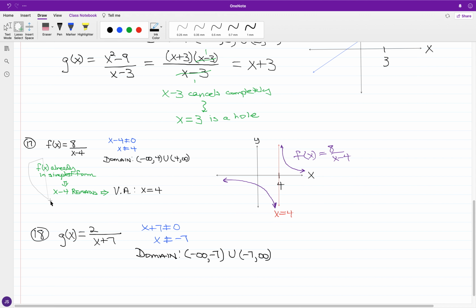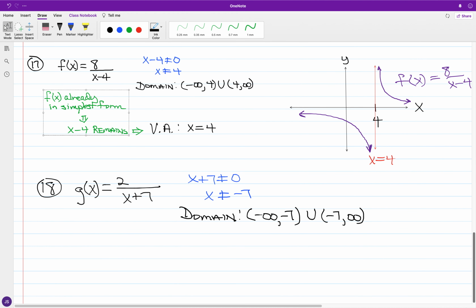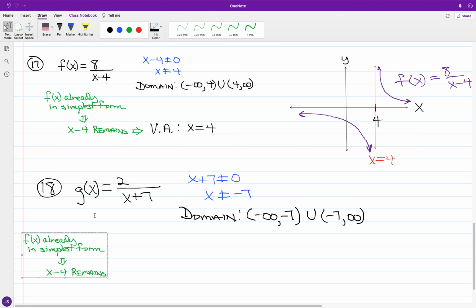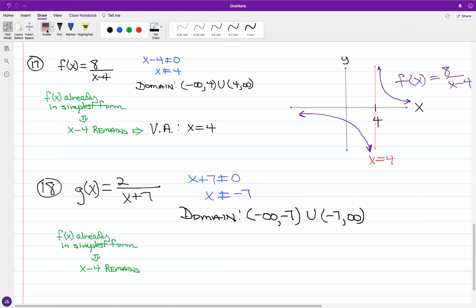And for what we have in the case of g of x, that is already going to be in simplest form. Alright, so g of x is already in simplest form. So the denominator x plus 7 is going to remain. So this means that what we have excluded from the domain is going to be converted to a vertical asymptote.